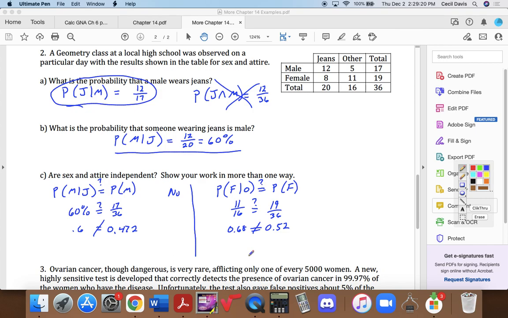Females are more likely to be wearing something other than jeans than their proportion of females in general.